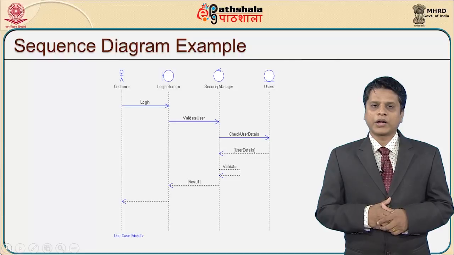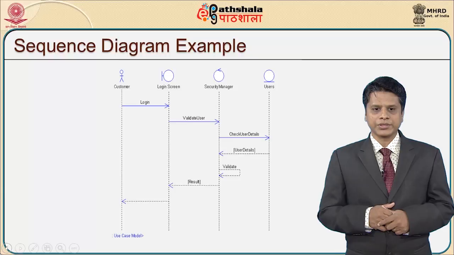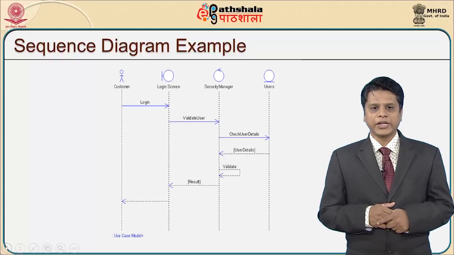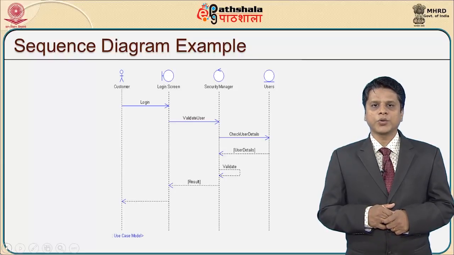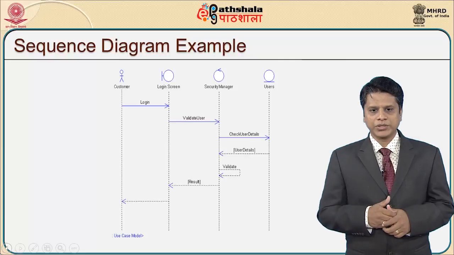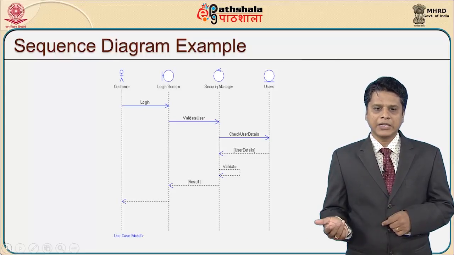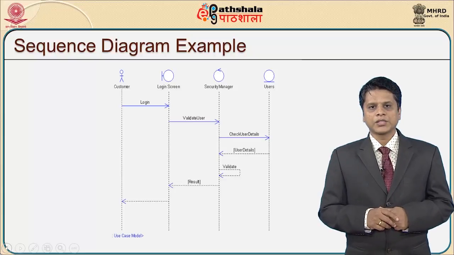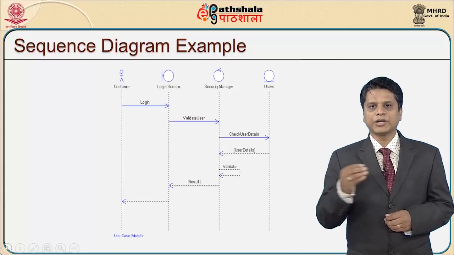I have got a customer and four functionalities clearly defined: login screen, security manager, and users. Initially, a customer is trying to log in with the help of a login screen, and the login user ID and password are validated along with the user by checking the user details, and the user details are fed back as validated data and the result is given to the use case model. So this is a sequence which happens as a flow from the customer to the user level.